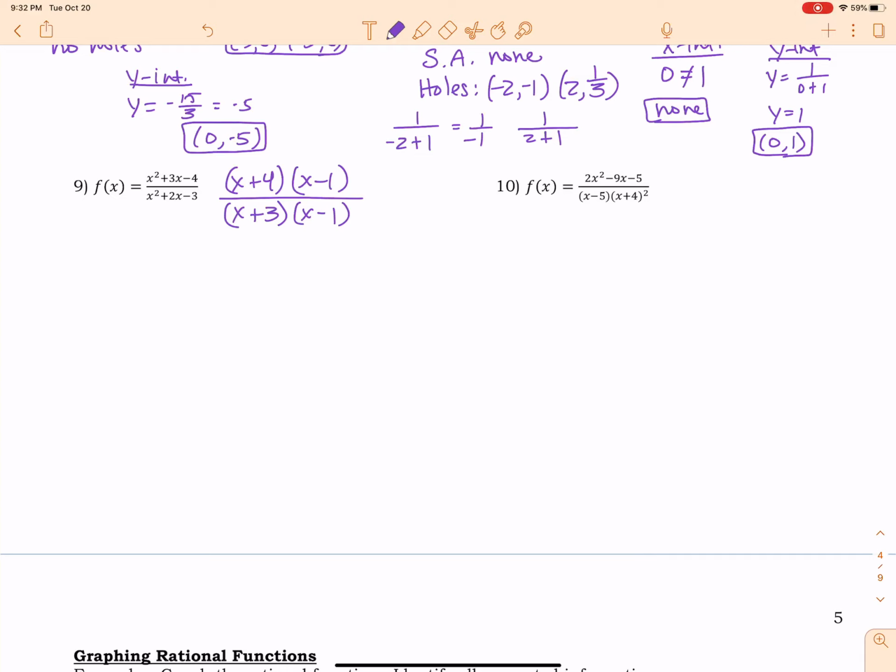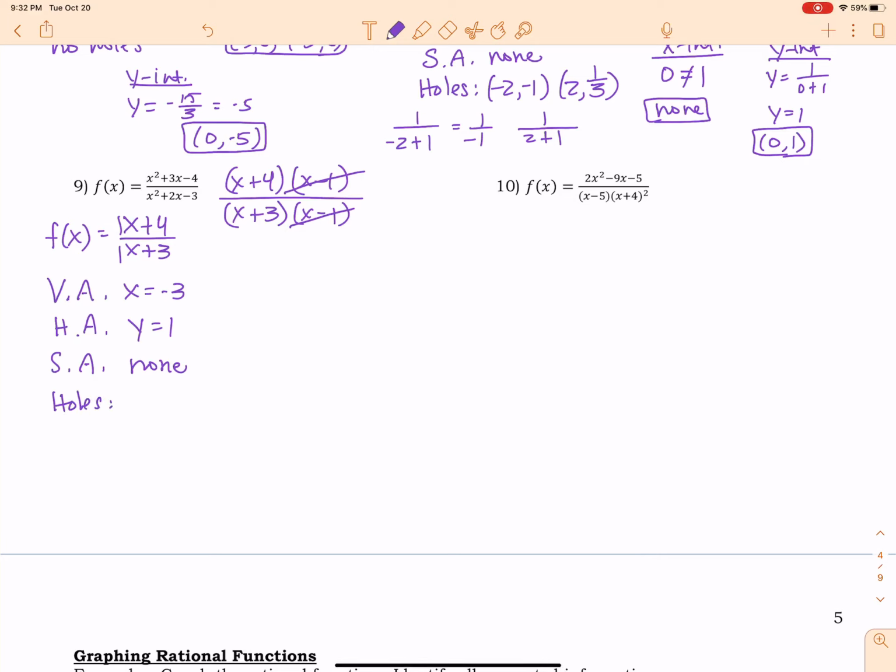All right, so this is going to be my reduced form. Notice there's a hole, so be careful. All right, so my reduced version is x plus 4 over x plus 3. So my vertical asymptote is x equals -3. My horizontal asymptote is y equals 1 because the degree in the numerator is the same as the degree in the denominator. So it's going to be 1 over 1. Slant asymptote? Well, there's not one because I have a horizontal asymptote.